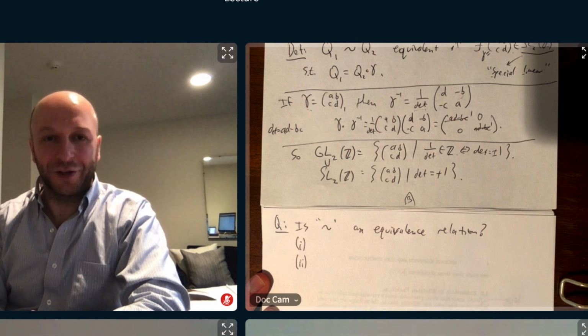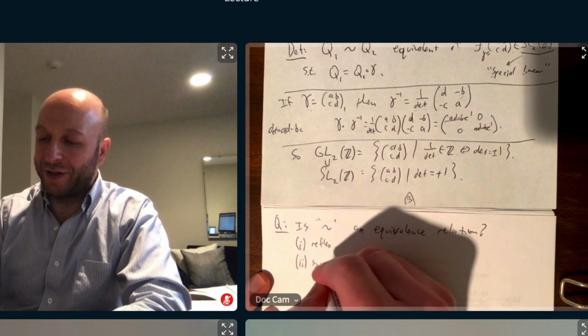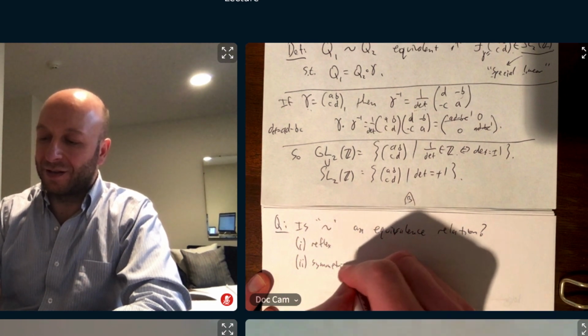Reflexive, symmetric, and transitive. Reflexive, symmetric, and transitive.